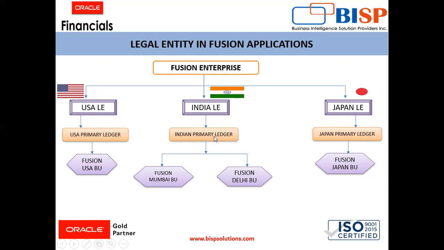The primary ledger will be linked or mapped with these legal entities, and the BUs or business units which will be functioning under that legal entity will also be mapped with that legal entity. And any activity which is performed at the business unit level, the legal entity will be responsible for all those tasks. This way we can understand how the legal entities are identified in the Fusion applications.